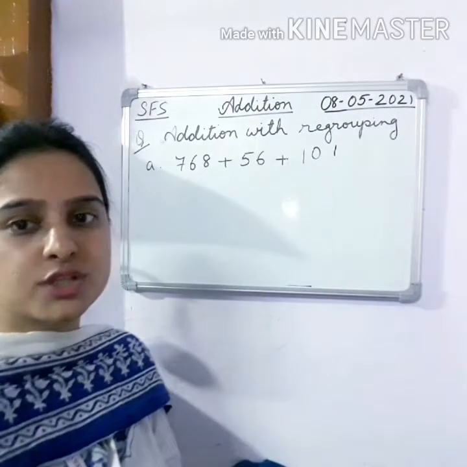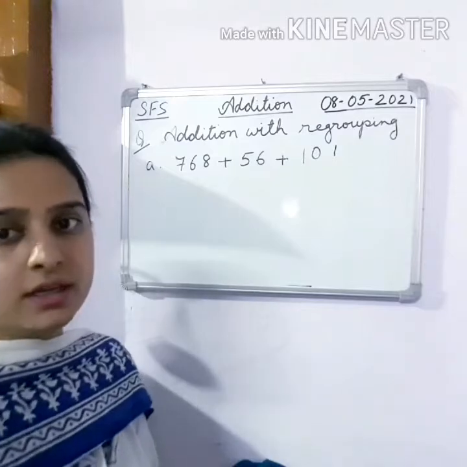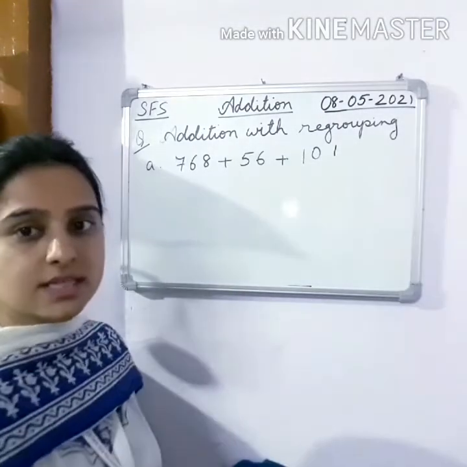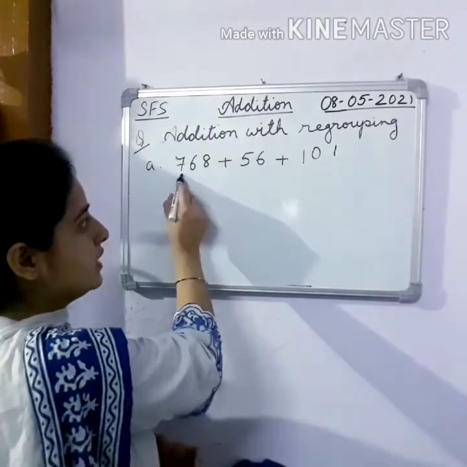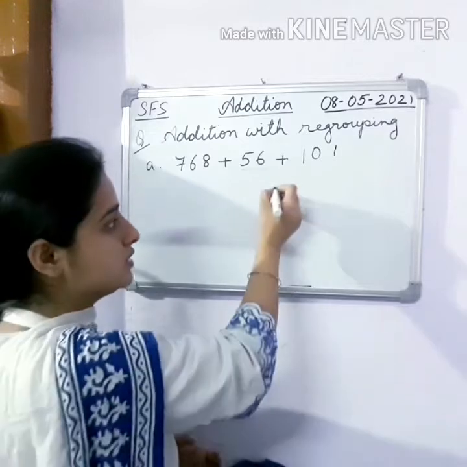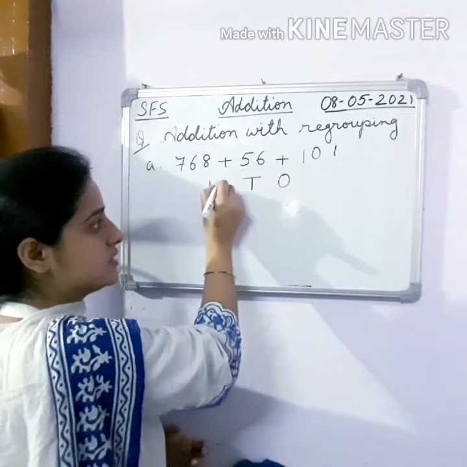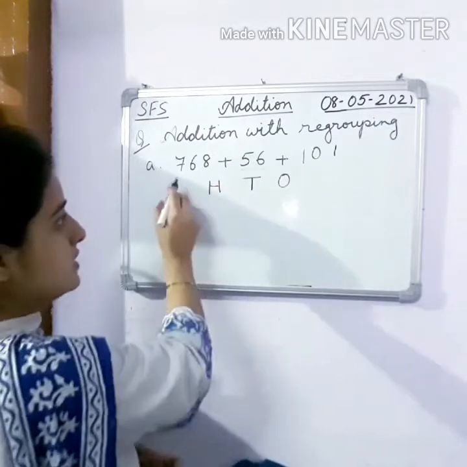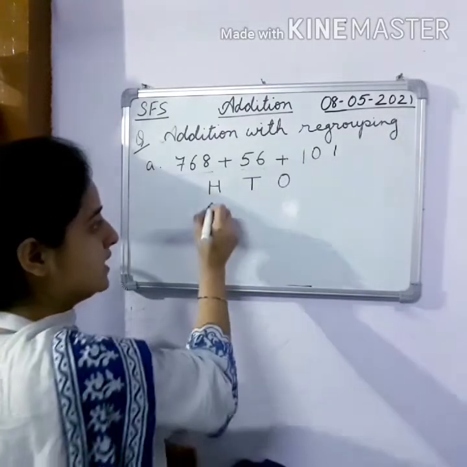Okay. So children, let's do one more sum. Addition with regrouping. So we are going to arrange these numbers first. For arranging the numbers, children, you can see here we are getting a 3-digit number as well as a 2-digit number. So first we will put the places. Ones, tens, hundreds. Then let's write, we'll arrange the first number, that is 768.